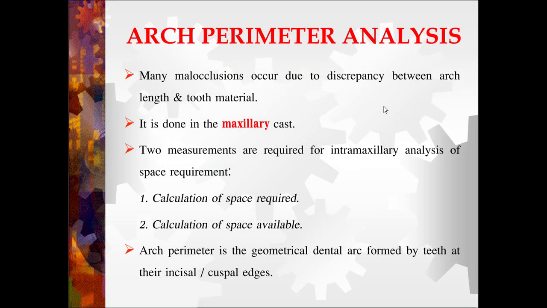arch perimeter analysis. This analysis tells us about the arch length tooth material discrepancy. It is done on the maxillary cast and two parameters are required, that is calculation of space required, second is calculation of space available. Now what is arch perimeter? It is a geometric dental arc formed by the teeth at their incisal or cuspal edges.